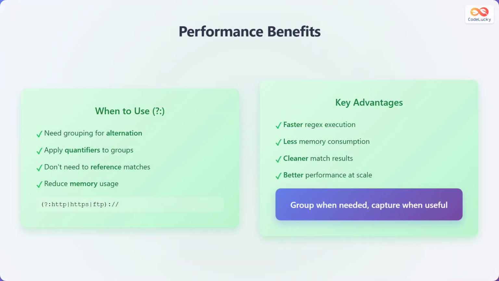When to use non-capturing groups. We use them when we need grouping for alternation, apply quantifiers to groups, don't need to reference matches, and want to reduce memory usage. The code snippet is open non-capturing group HTTP or HTTPS or FTP close non-capturing group colon. The key advantages are faster regular expression execution, less memory consumption, cleaner match results, and better performance at scale. So group when needed and capture when useful.